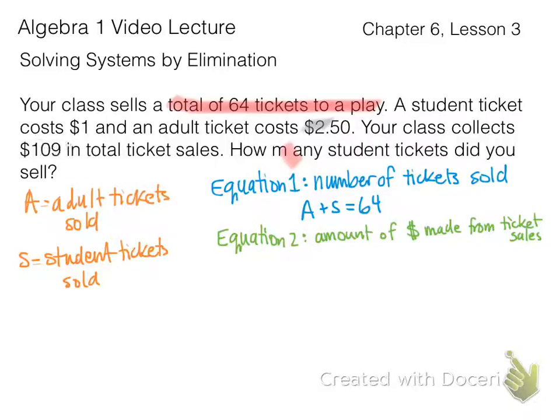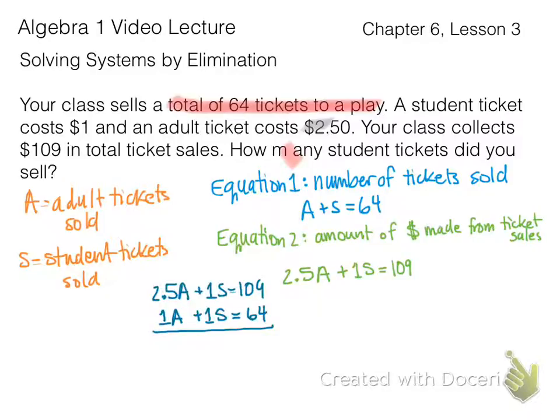Right there. So 109. So if one adult ticket costs $2.50 and a student ticket costs $1, it's going to be 2.5A plus 1S equals 109. Now I'm ready for elimination. So I've got to line them up.